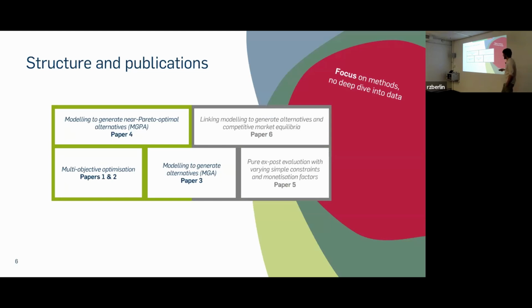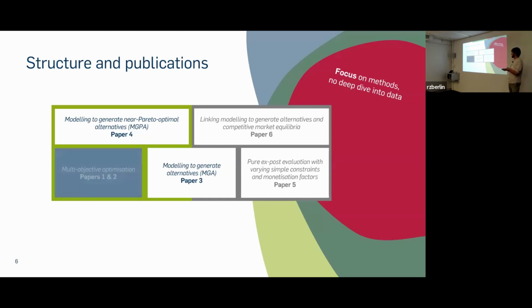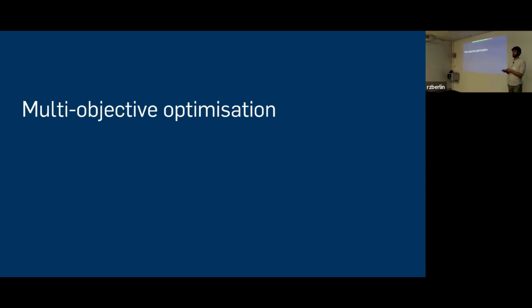And in terms of agenda, I will start by talking about multi-objective optimization, then we'll talk about MGA, and then we'll talk about the combined approach. And for each of these three pillars, let's say, I will first introduce the concepts and methods, and then I will briefly show some case studies. Right, so let's hop into the first bit of the presentation, multi-objective optimization.